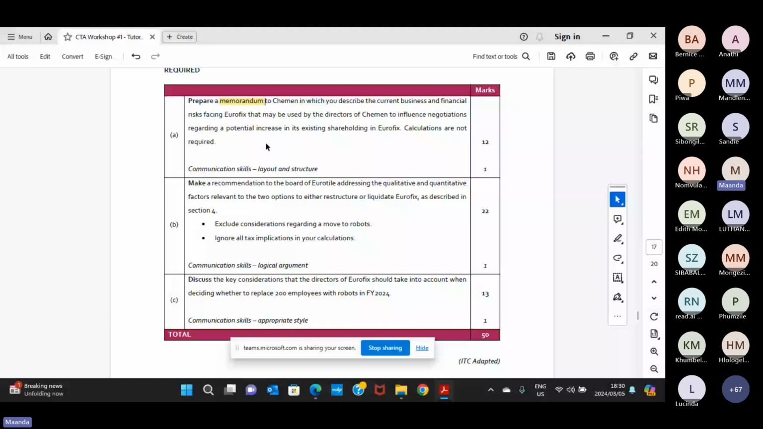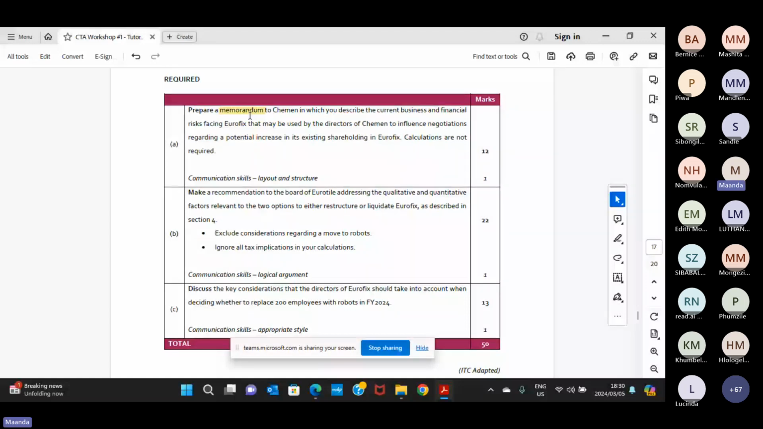It means that already I have my layout and structure, without even thinking about everything, without even going to the requirements, just to then prepare a memorandum. I'm preparing a memorandum to Kemen. So we're preparing this memorandum, and the first point describes the current business and financial risk. So two things: business risks, and then I also need to do financial risk, right?